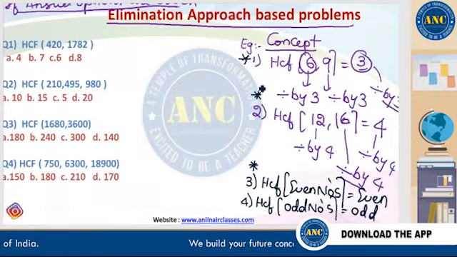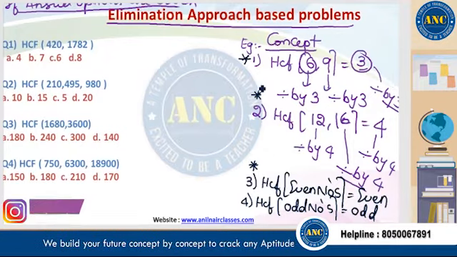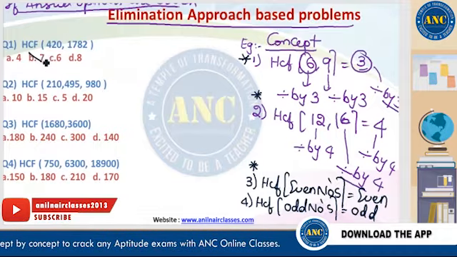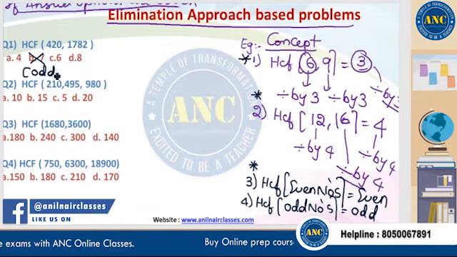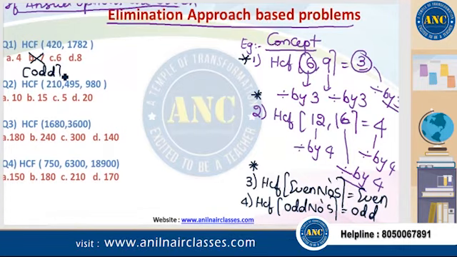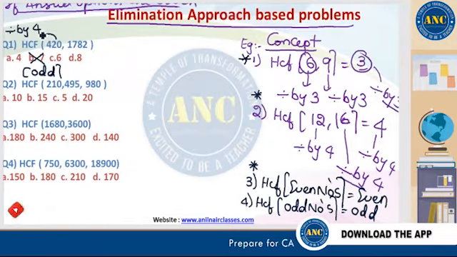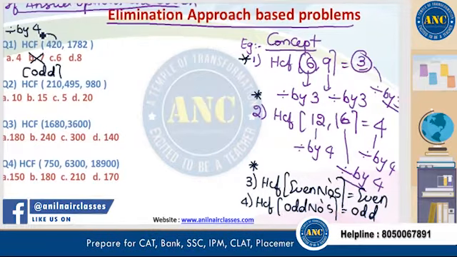Now see here. How am I solving the first question? HCF of 420, 1782. These are the options. Option B is eliminated because 7 is an odd number. HCF of 2 even numbers will always be an even number. Now see, 420. 20 is the last 2 digits, which is divisible by 4. So 420 is divisible by 4.